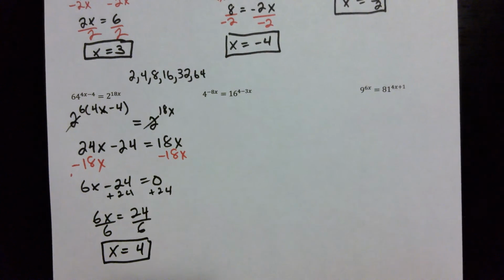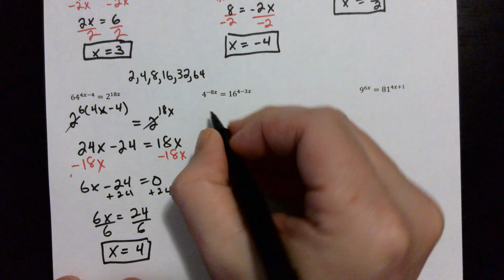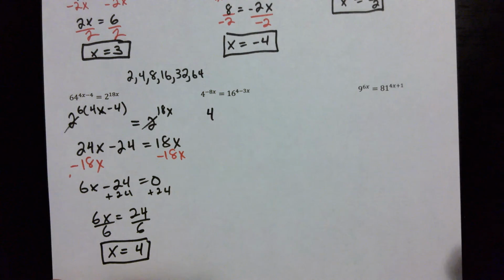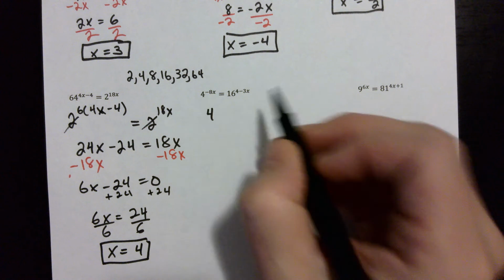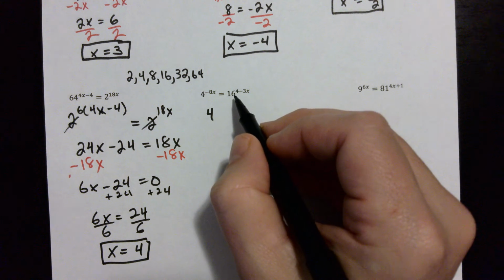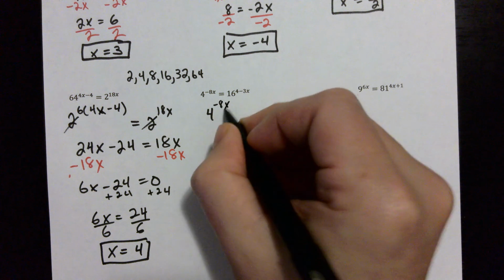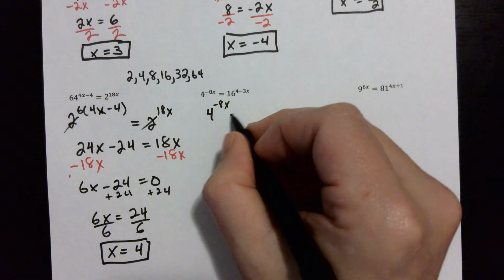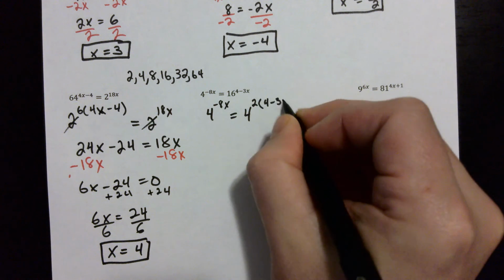Okay, let's look at this one. We have a base of 4 and 16. 16 is 4 squared, so I can use that as a base. You could also use 2 as a base if you wanted to. 4 is equal to 2 squared, and 16 is equal to 2 to the 4th. But 4 is easier because one is already in that form. So 16 is 4 squared, so it's going to be 4 to the 2 times 4 minus 3x.